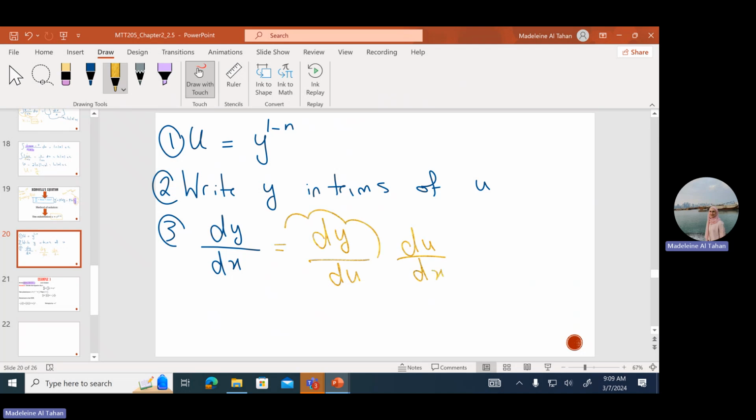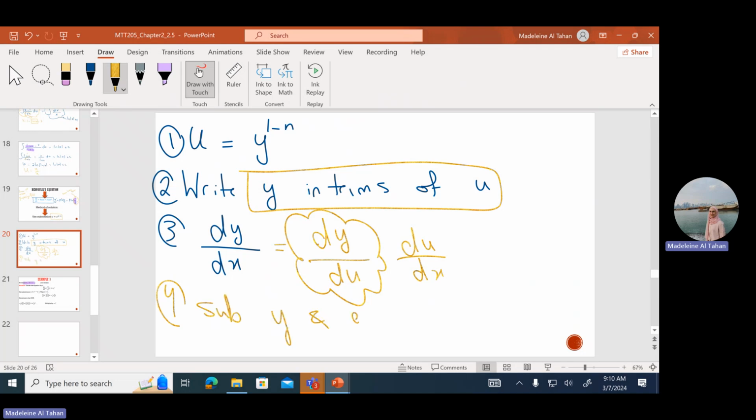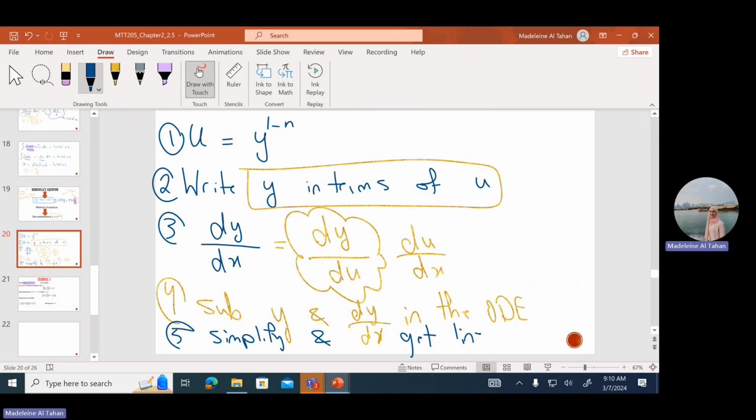This one, are we able to get it, miss? Y is in terms of what? U. Are we able to get this one? We will get it. Then the fourth step, substitute y and dy by dx in the ODE. What should we get now? Our ODE will be transformed into a simplified one, and which type of ODE is that? We will get a linear ODE, then solve the linear. Okay, miss, this is the method of solution.